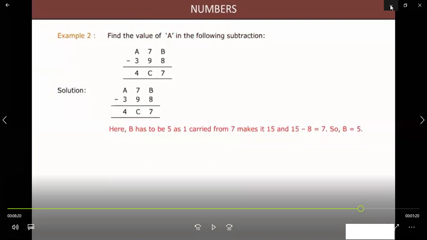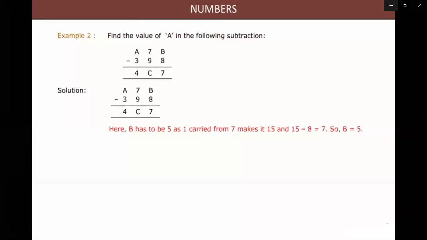If b is 5, then we have to take one carry over from 7. That makes it 15, and then 15 minus 8 is equal to 7. So the value of b should be 5, because 15 minus 8 is equal to 7, and the one carry over we are taking from 7. Okay, that's clear. Now we have to find the value of a.